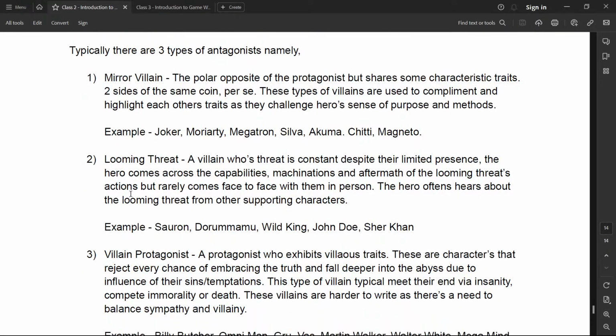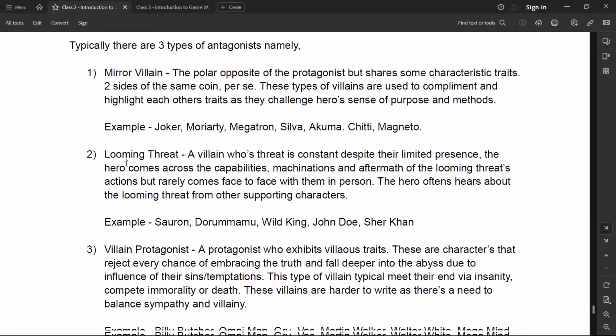A looming threat is a villain whose threat is constant, but who is not shown much. The best example would be Thanos in the Avengers movie series. Initially, he was just there, foretold in all of the Avengers movies. Every single end credit scene told something about the upcoming war with Thanos, and he had very limited screen time. But once they come face to face, that is the looming threat made real.